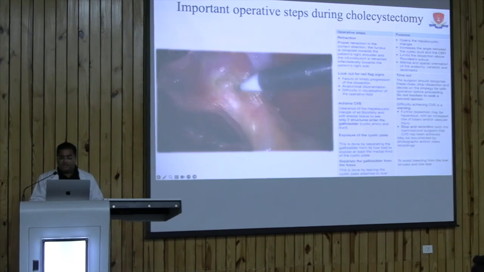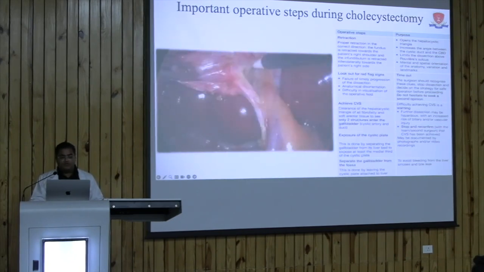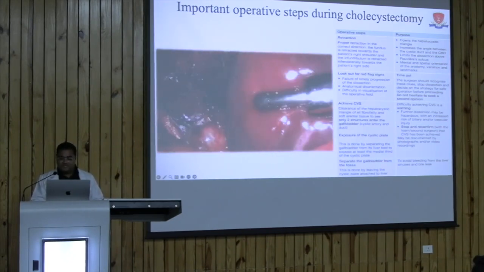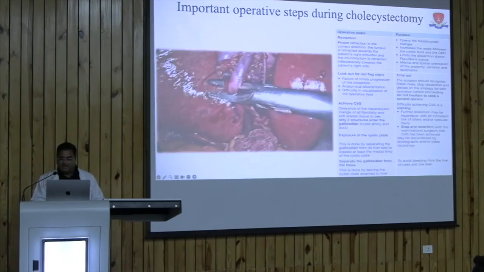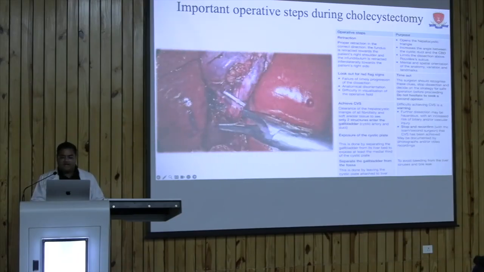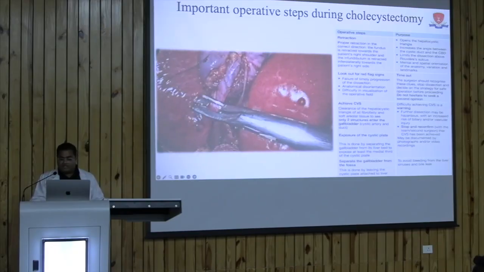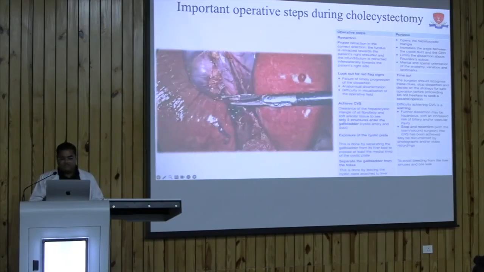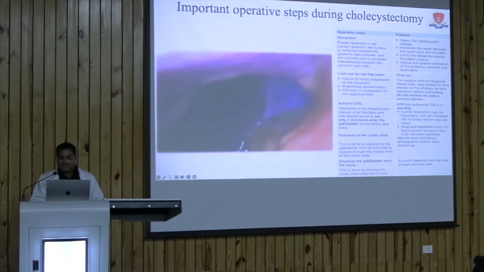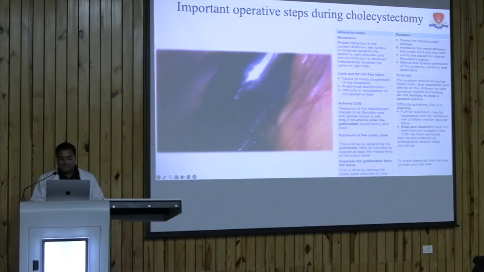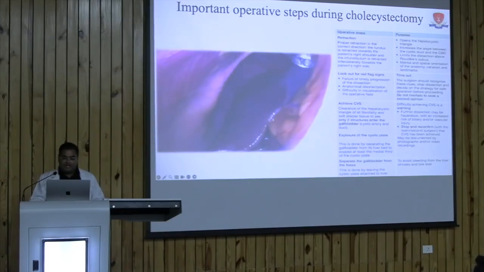Next, the critical view of safety is achieved by seeing two and only two structures entering the gallbladder, that is the cystic artery and cystic duct, with the background of liver bed. And only after the achievement of critical view of safety, that is CVS, the further clipping and cutting of cystic artery and cystic duct is done to extract the gallbladder in an endobag.